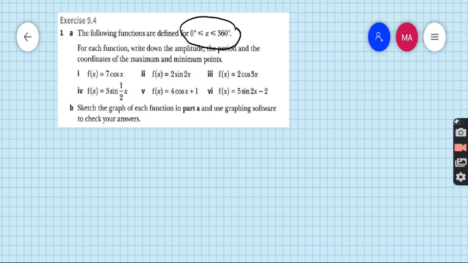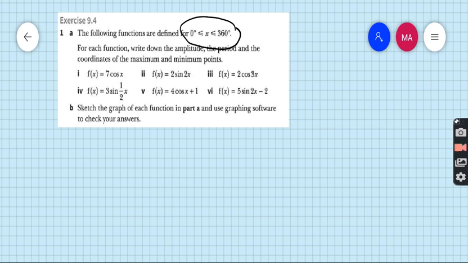Students, in the last lecture we started exercise 9.4 from chapter number 9, trigonometry, and the topic of this exercise is graph of trigonometric function. We started question number 1 and we did parts 1, 2, 3 and 4, and unfortunately I failed to do part 5 and part 6. I got confused. So today our target is to finish question number 1, part 5 and part 6. So let's start part number 5 from question number 1.